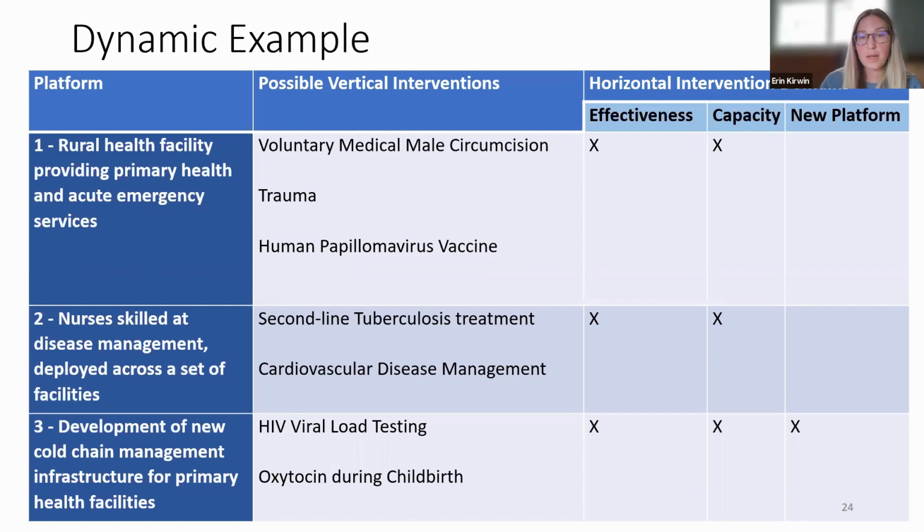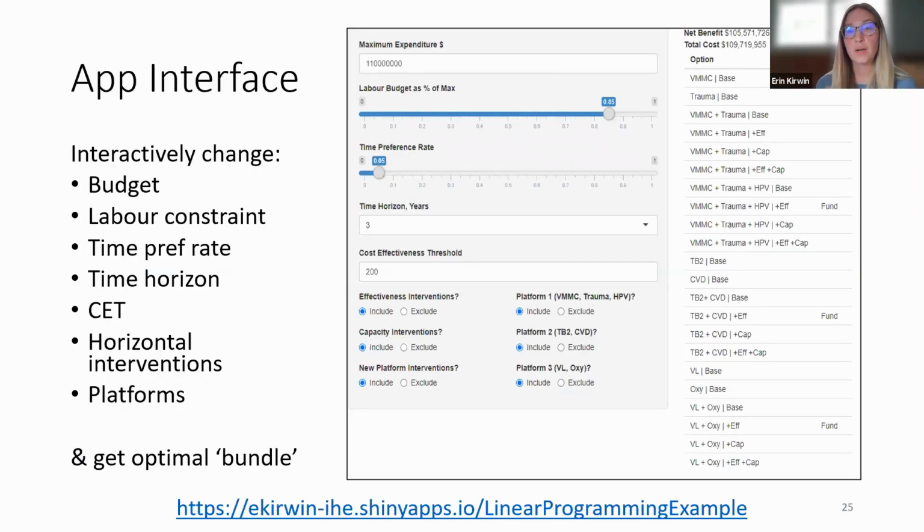So based on the setup, I used values from Hauk as input values, and I made functions to calculate outcomes for different combinations of options. Then I took those values and programmed them into an app, and you can see the interface for the app right here. So you can go into the app and change the budget, which is this one right here, the labor constraint, time preference rate, time horizon, threshold, and the sets of horizontal interventions and platforms that are available.